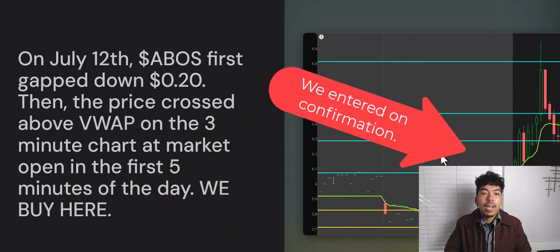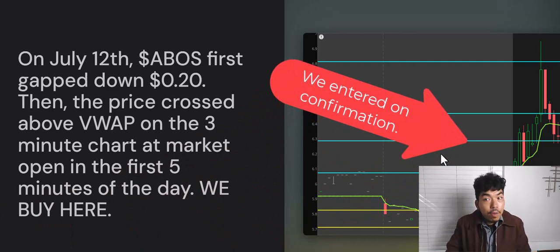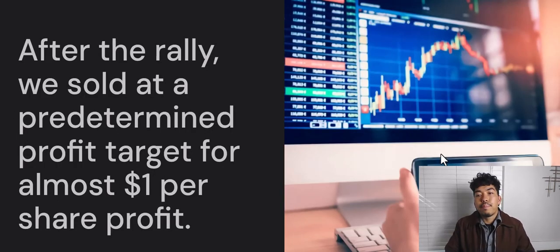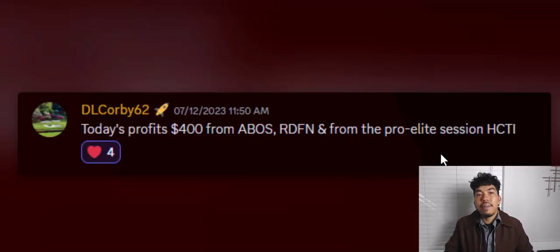We took an entry. Some of us were a little bit fearful because the stock had gapped down, which is 100% normal, but once we had confirmation that the stock broke above the volume weighted average price, we were totally fine with holding the stock until it hit some of our profit targets. We had predetermined profit targets, and we made almost $1 per share on that trade, which is how DL Corby, one of my pro members, made $400.